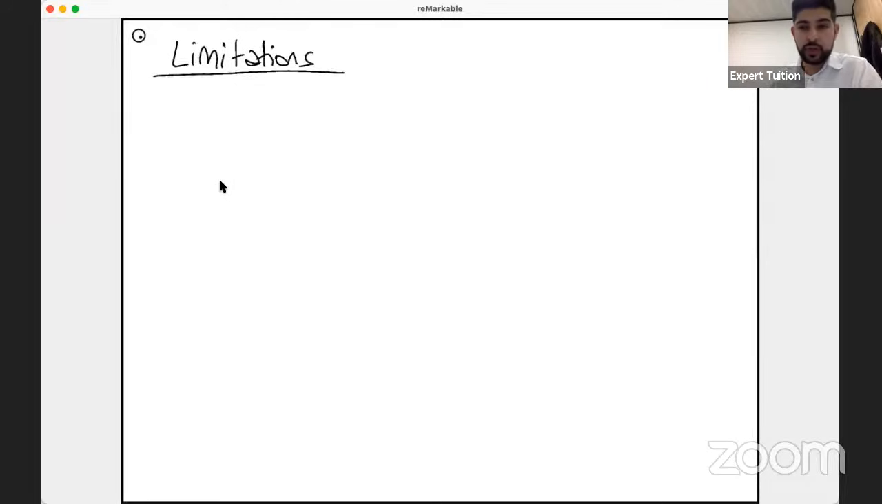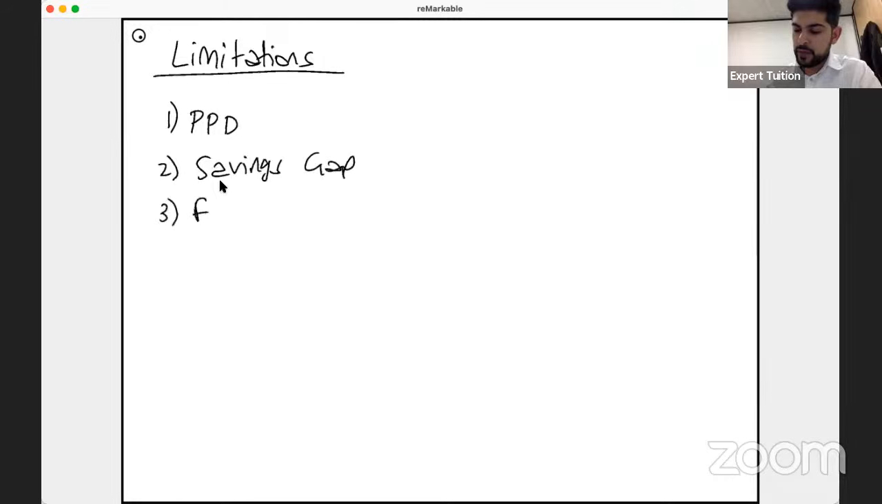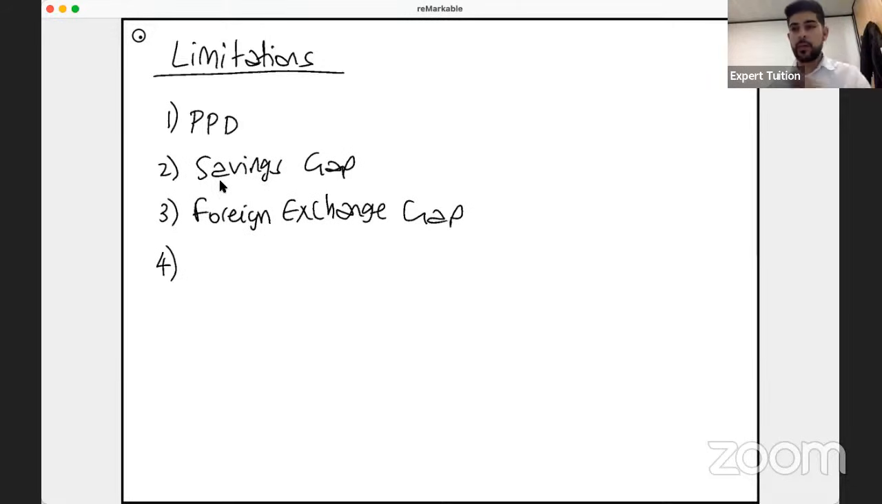Well, we've already done 2 straight away. Number 1 is PPD, primary product dependency. Number 2 is savings gap. Number 3 is foreign exchange gap, so these economies tend to have very low levels of foreign reserves. Number 4, other limitations to growth and development are things like corruption. There might be high levels of corruption within the economy. Number 5, it could be that they have a civil war. Right, you get the gist.